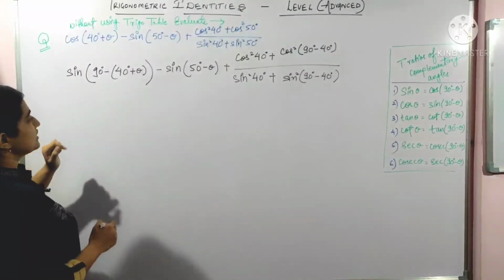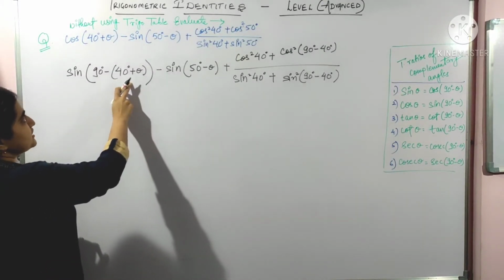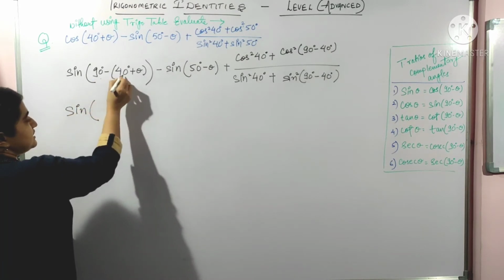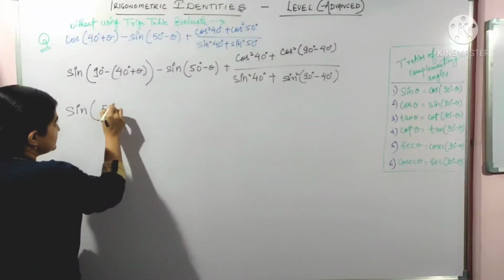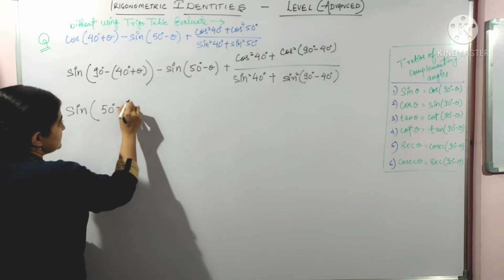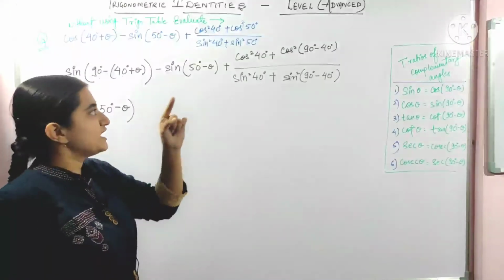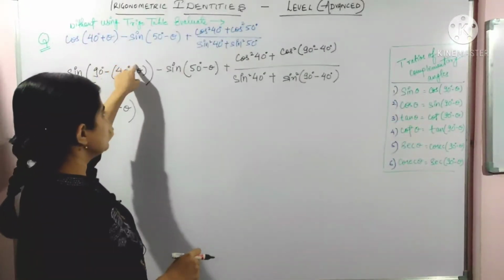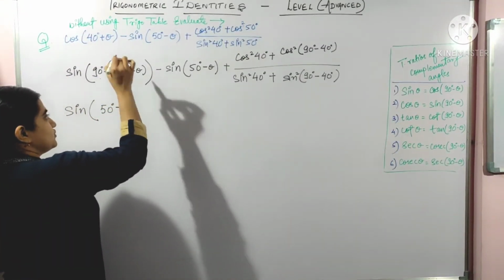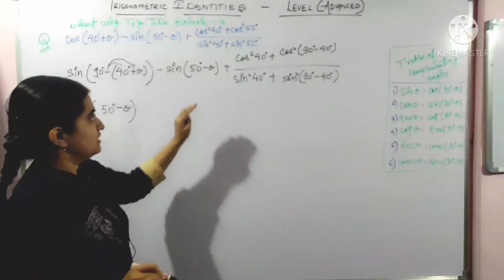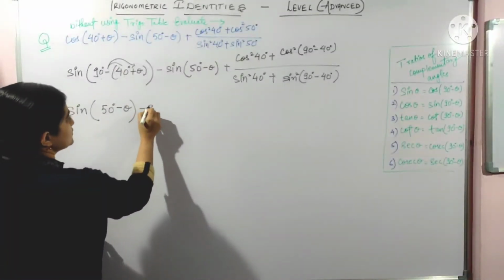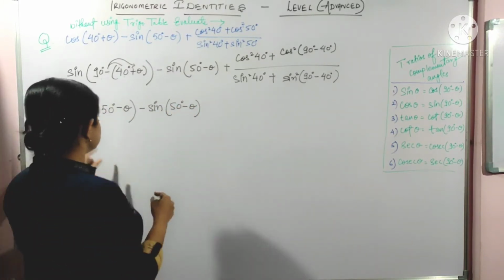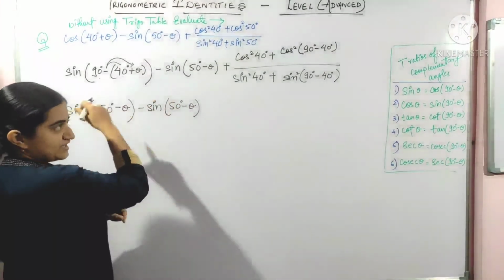Now here what we will do, sin 90 minus theta means sin 90 minus 40, that means 50 degree minus theta. Now you understand why I did this. 90 minus 40 is 50, and when this minus sign moves inside, we get 50 degree minus theta. See, so sin 50 degree minus theta. Now you understood why I did this. Sin minus sin, that means it will get cancelled.